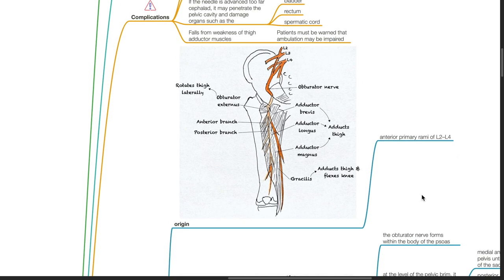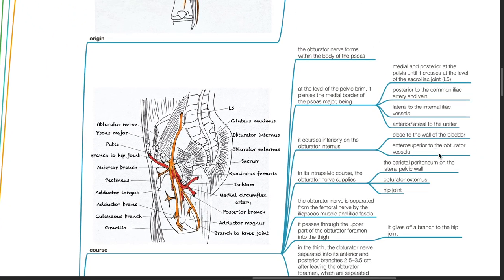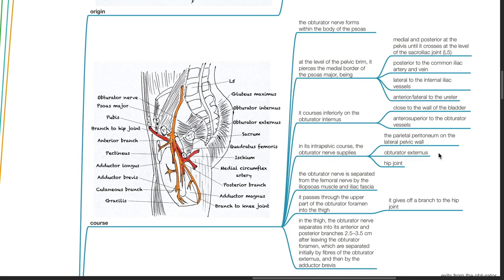Anatomy of the obturator nerve. The obturator nerve originates from anterior primary rami of L2 to L4. Course: the obturator nerve forms within the body of the psoas. At the level of the pelvic brim, it pierces the medial border of the psoas major, being medial and posterior at the pelvis, until it crosses at the level of the sacroiliac joint at L5.